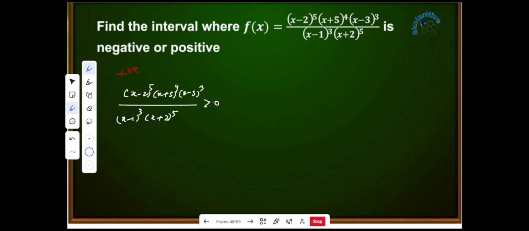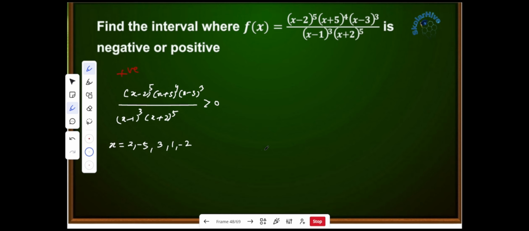greater than 0. Now here each of the factors in the numerator and denominator is linear in x as well as having a positive x coefficient. So we just need to go for finding the critical points. From each factor, equating it with 0, from the numerator we get 2, minus 5, and 3. So 2, minus 5 and 3 are the critical points for the numerator, and for the denominator, by equating to 0, we get 1 and minus 2.